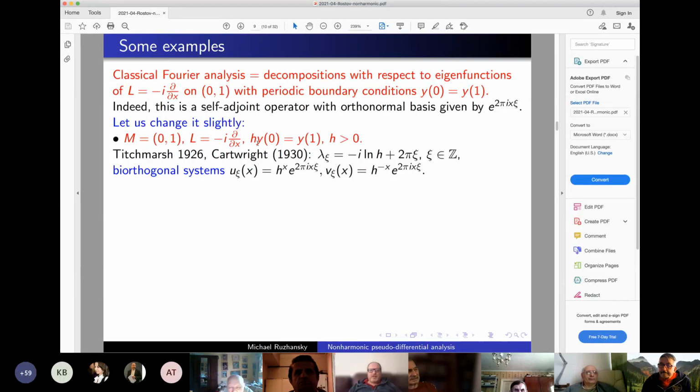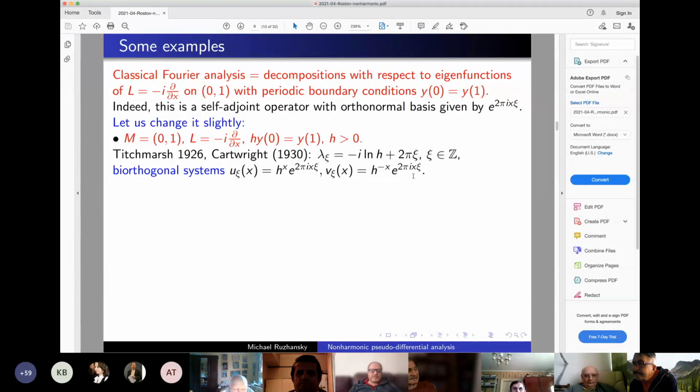So you see there is H here, and if H is equal to 1, then we are in the setting of classical Fourier analysis, but if H is different from 1, then this operator is not self-adjoint, but it is still in our setting, because eigenvalues lambda psi are given like this, and the system U psi is a biorthogonal system. It's a Riesz basis. The adjoint operator, as I said before, also has discrete spectrum, and V psi are eigenfunctions of the adjoint operator.